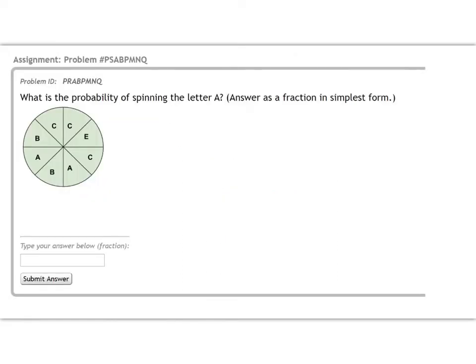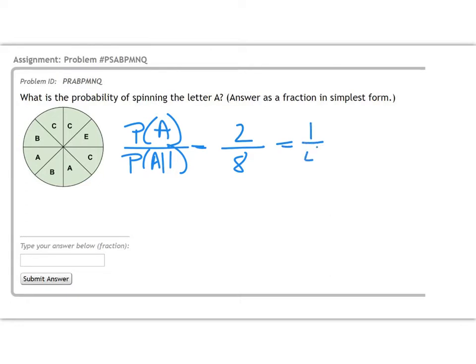All right, the next one, what is the probability of spinning the letter A? Well, we want the probability of spinning an A over the probability of all. And let's count, we have 1, 2, 3, 4, 5, 6, 7, 8 possible outcomes. There are 2 outcomes that are the letter A. So we have 2 over 8. And again, we have to simplify that to 1/4.